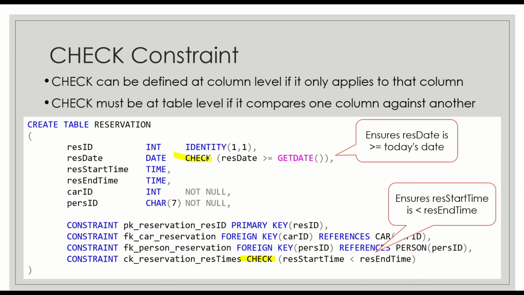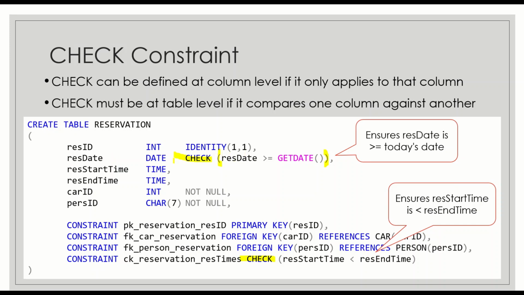So the one at column level is applied only to the res date field, and the check constraint has the following syntax. We use the word check followed by a set of round brackets, and inside the round brackets is a Boolean expression that evaluates to true or false. If the expression evaluates to true, then the value is allowed, and if it evaluates to false, then the value is rejected, and your query will throw an error message.